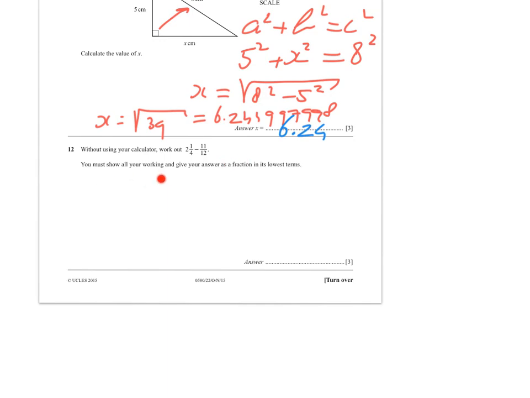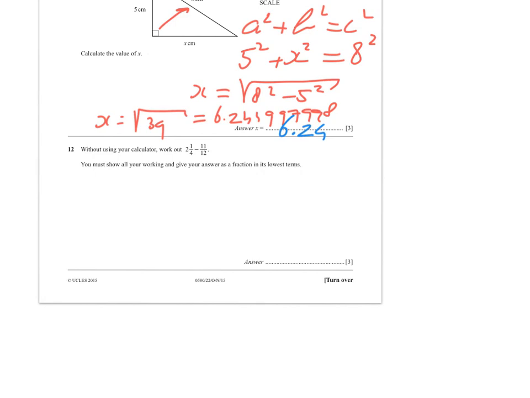You must show all your workings and give your answer as a fraction in its lowest terms. Now, of course, you can still use a calculator, but they want to see the workings. But using your calculator may inspire you on how to do that. Several things, or several methods.